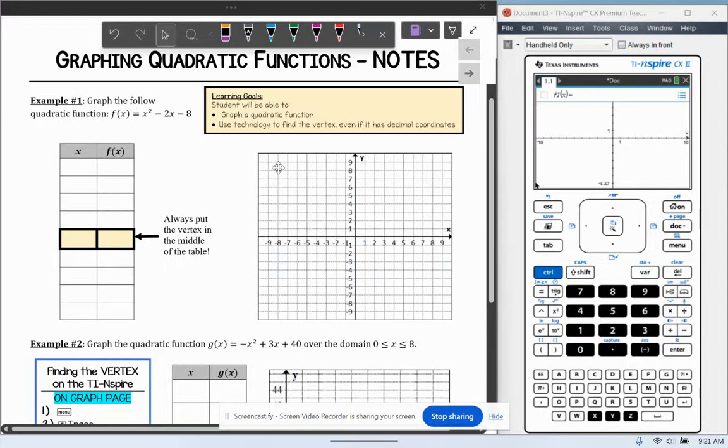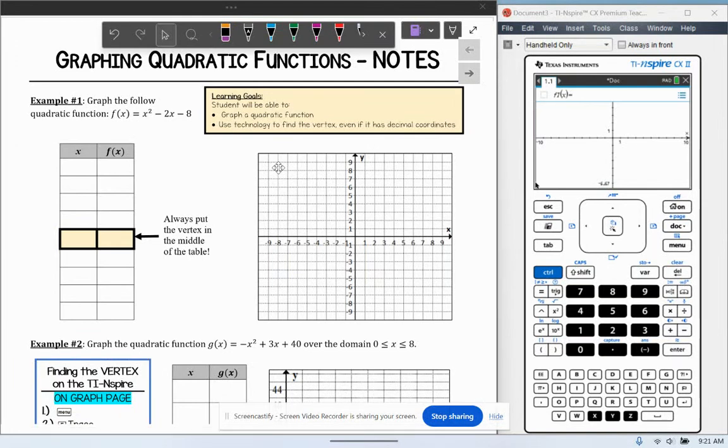Hi everyone, you're watching the Graphing Quadratic Function Notes video. The good news about this notes video is that you have already graphed quadratic functions before. So this unit is going to have a lot of review and a lot of calculator tricks that you've already learned. So let's dive right in.